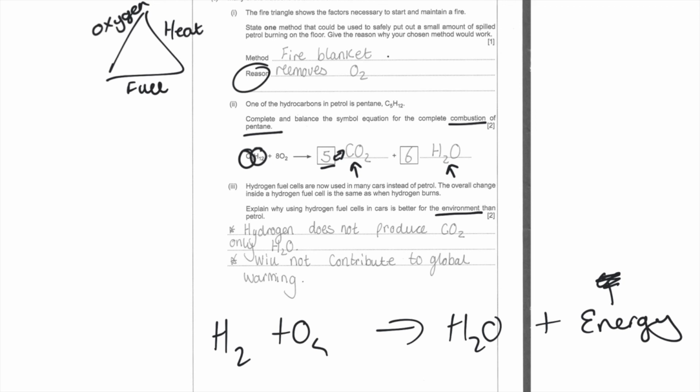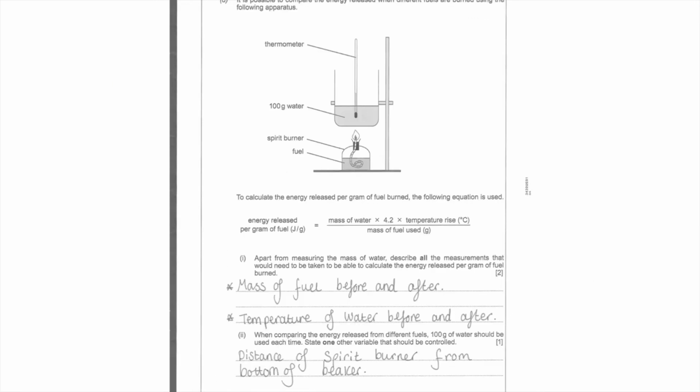Okay, there are problems with hydrogen fuel cells. This is so difficult to store, okay, difficult to store. It's really volatile, but they're looking at environmental things with hydrogen. It's because the only thing that's produced is water. Okay, question then, burning fuel.